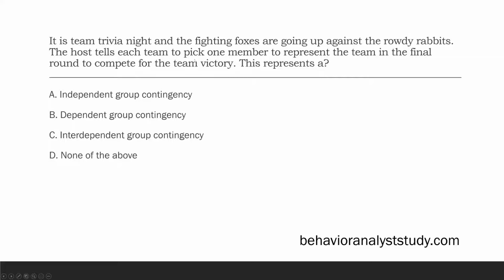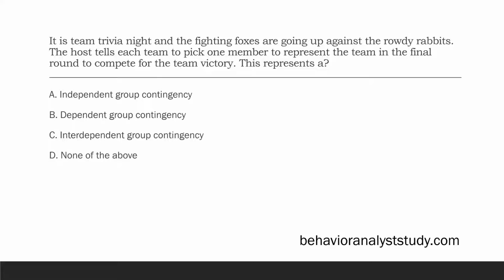The host tells team to pick one member to represent the team to compete for the team victory. Now, what does that mean to us? That means the team victory, so the team receiving the reward, is contingent upon one member. To me, this sounds like hero procedure, otherwise known as the dependent group contingency, right? So if we look at A, the independent group contingency, that's when everybody is reliant on themselves. If each member of the team had an opportunity to answer and win a prize, it would be independent.